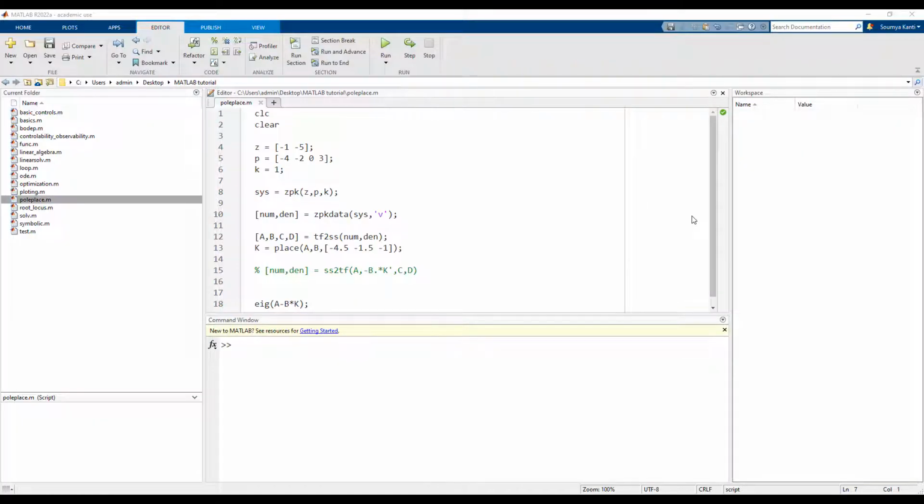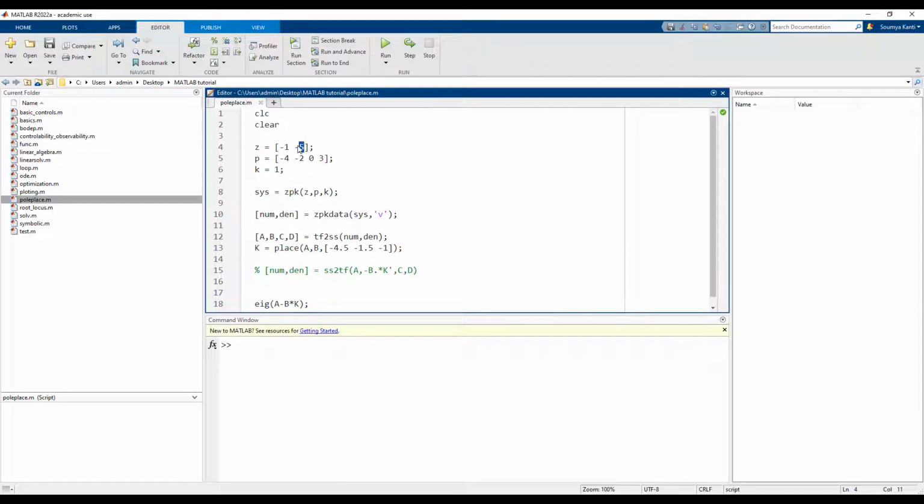So suppose you want to use the state space method and use the pole placement method to place the poles at your desired choice. Suppose you are given a system. Here we are using a different type of representation, a Zpk representation, where you provide the zeros, the poles and the gain of the system.